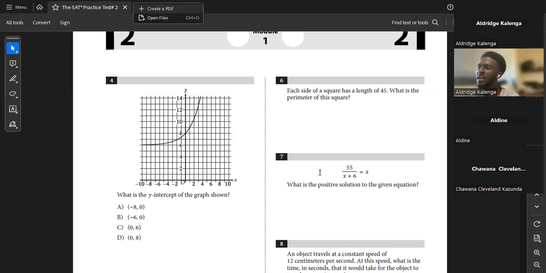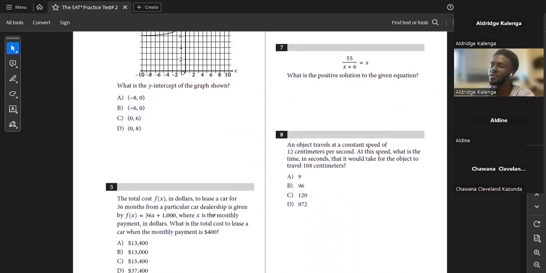We move on to number 5. Why can't I scroll down? Okay, there you go.